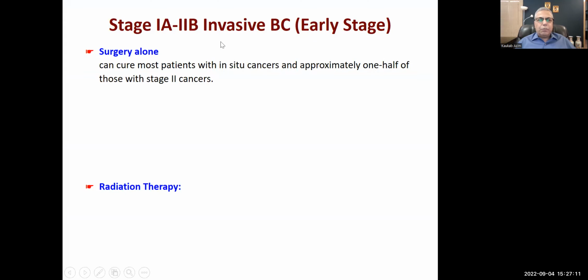Now, stage 1, stage 1A and 2B invasive cancer. Surgery alone can cure most patients with in situ cancers and approximately 1/2 of those with stage 2 cancers. So this is a part of the therapy. This is not the whole therapy. This therapy could be followed by chemotherapy, and sometimes it is preceded. Before doing surgery, we give chemotherapy, okay?